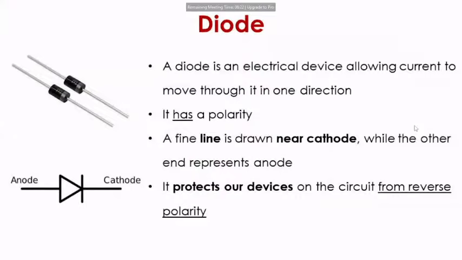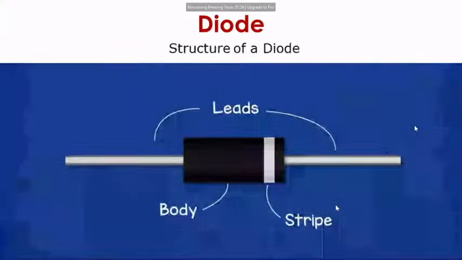Now we are going to learn more about diode. So what are diodes? Diode is basically a device which allows current to flow only in one direction. It has a polarity, unlike resistor. It has a positive and negative pole. There is one fine line drawn. There's a white line near the cathode terminal. The diodes protect our devices on the circuit from reverse polarity. If you connect it accidentally other way, they will protect.